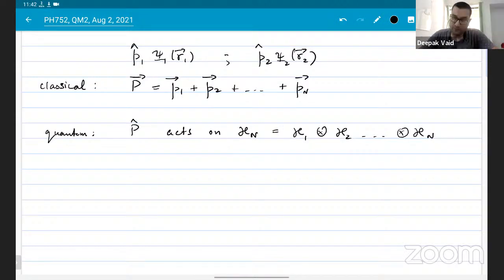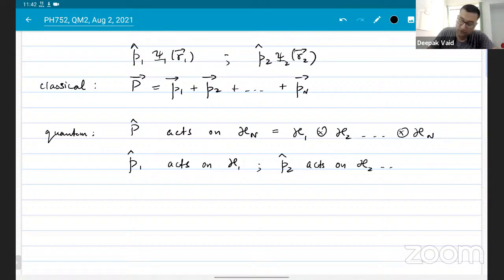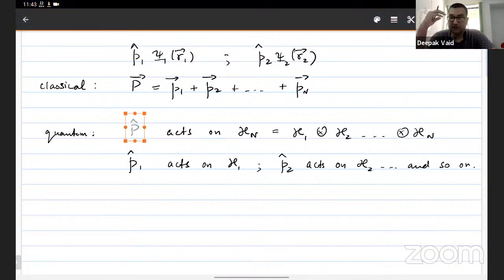Okay. So P acts on this Hilbert space. So now we are in this situation that we have these individual operators, where P1 acts on H1, P2 acts on H2, and so on. But the operator P, which should represent the total momentum, acts on this tensor product space, right?